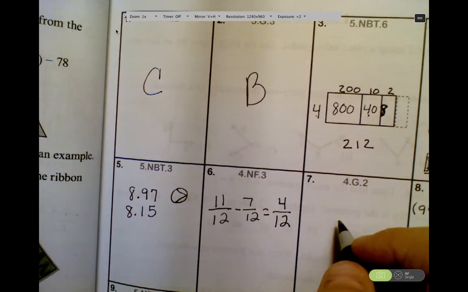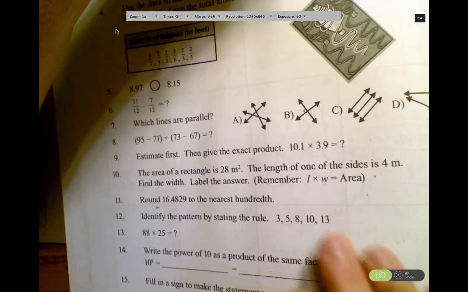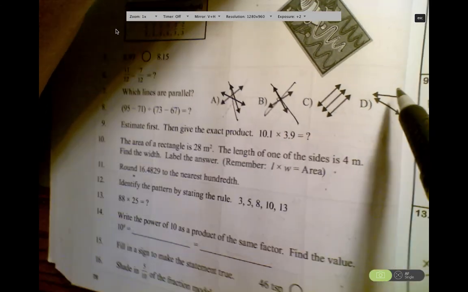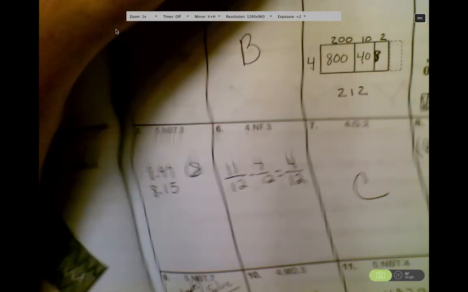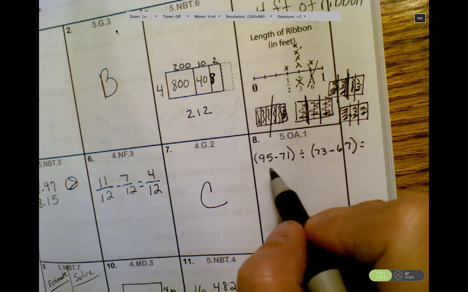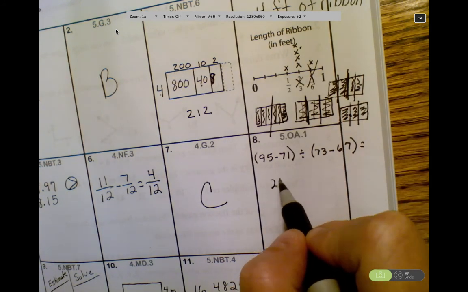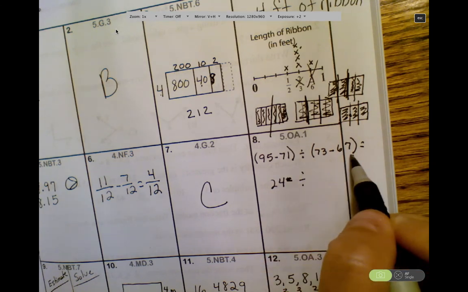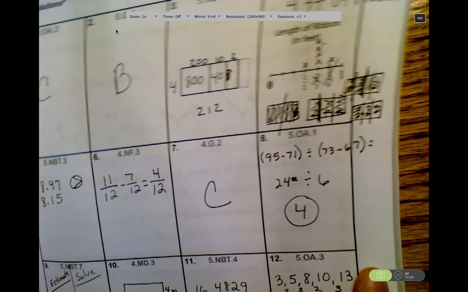Number 7, which lines are parallel? Parallel means they stay the same distance apart and they never intersect. These are intersecting, these intersect, these will intersect. C is the only answer. Number 8, I need to solve 95 minus 21 is 20, or 71 is 24, divided by 73 minus 67 is 6, and my answer would be 4.